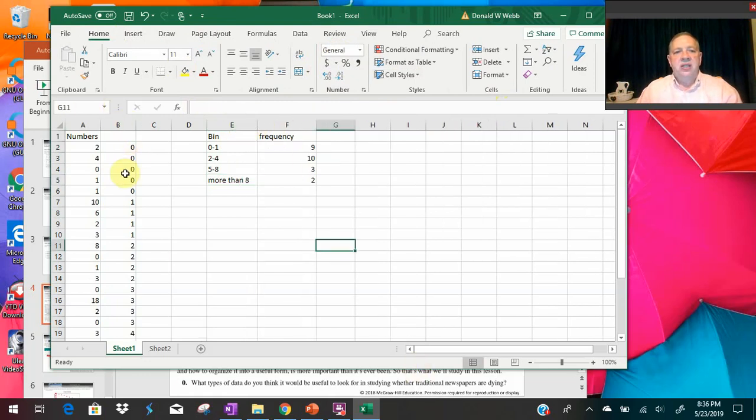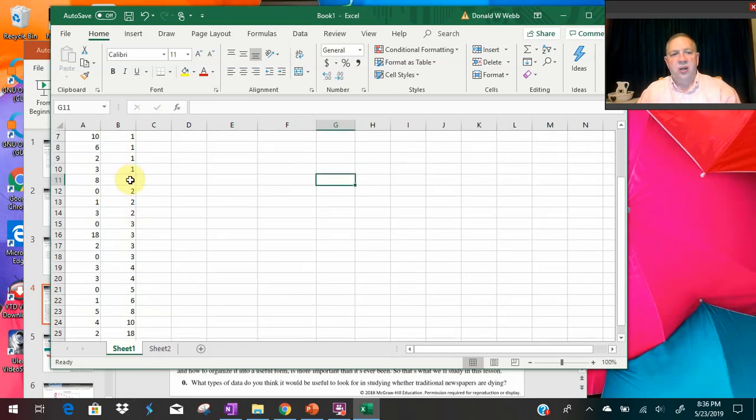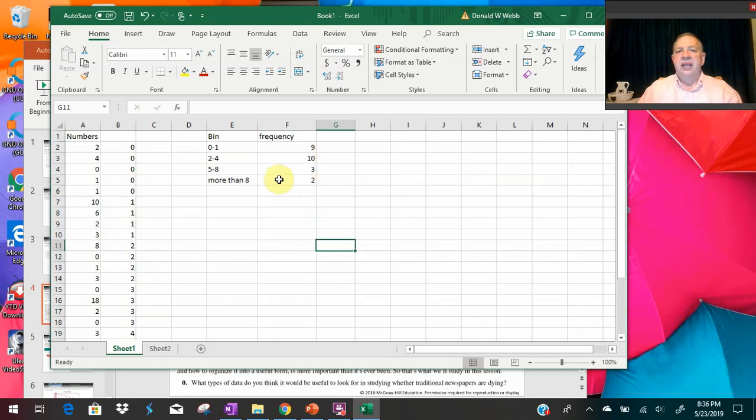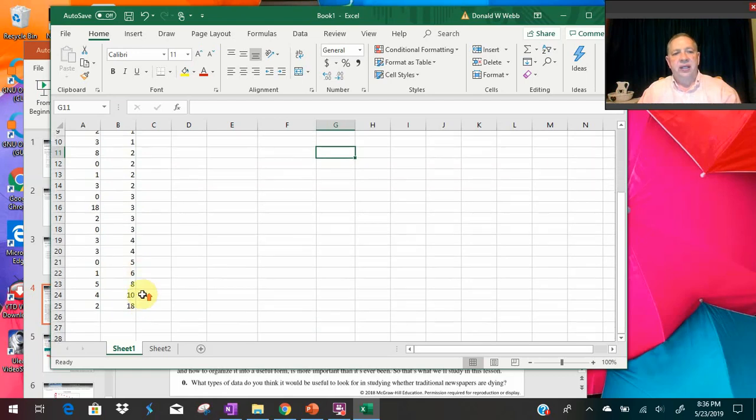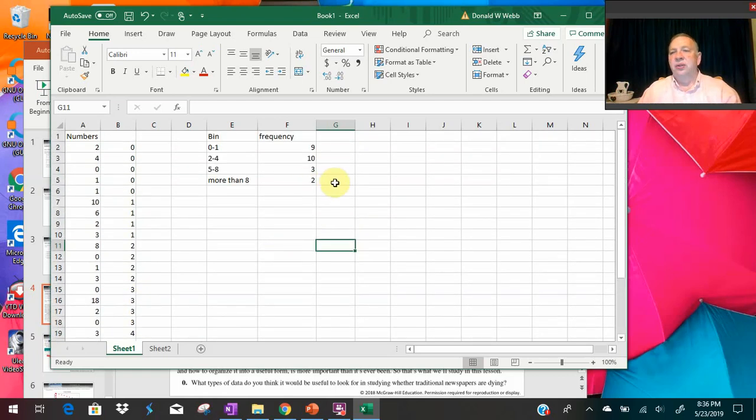So with it being sorted, all I have to do is go. I could actually get Excel to do this through some count formulas. But this is small enough that I'll just do it by hand. 0 to 1, 1, 2, 3, 4, 5, 6, 7, 8, 9. And I put the frequency of numbers in there. 2 to 4, since it's sorted, all I got to do is just start 2 to 4. 1, 2, 3, 4, 5, 6, 7, 8, 9, 10. And then I continue on. 5 to 8 is only 3, and then above that 2.